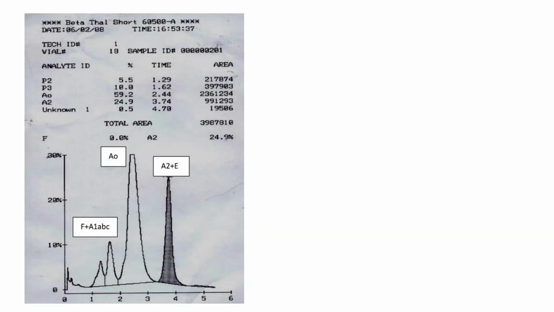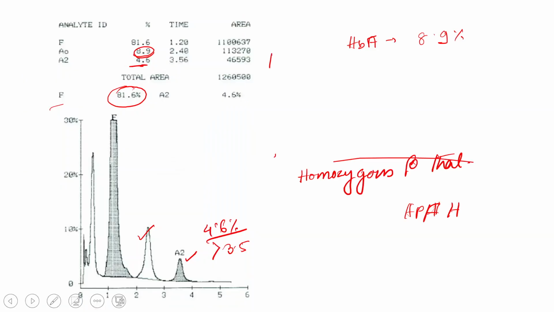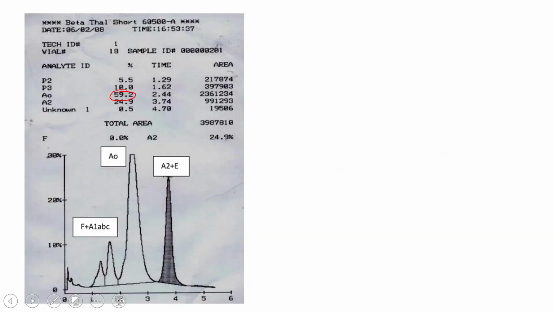In this curve, again, we will start with HbA. You can see that the HbA is more than 50%. It is 59.2. So what is this curve? First, obviously, this is a heterozygous. Okay. Followed by that, what is the next value? It is 24.9 of A2. But we told that if it is more than 20% to 35%, it is heterozygous HbE. So this is heterozygous HbE.